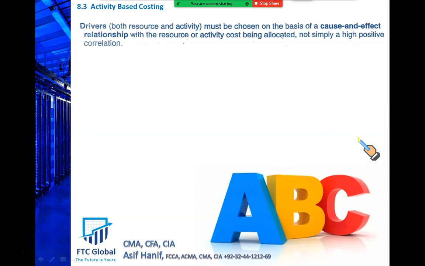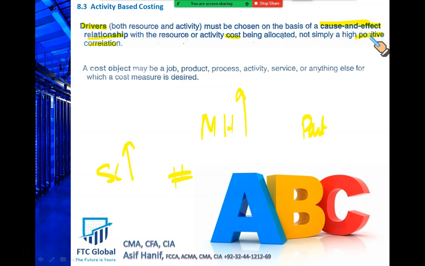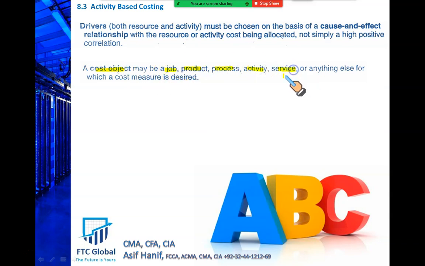Okay, so we discussed this earlier also, that the drivers that you select for your activities, they should have a cause and effect. Like material handling cost pool, it is driven by number of parts. Setup cost pool, it is driven by number of setups. So when you establish drivers, there must be a cause and effect relationship between the pool and the driver, not just positive correlationship, right? That's an important point. What is cost object? We know cost object is any job, product, process, activity, service with reference to which we are trying to measure cost.